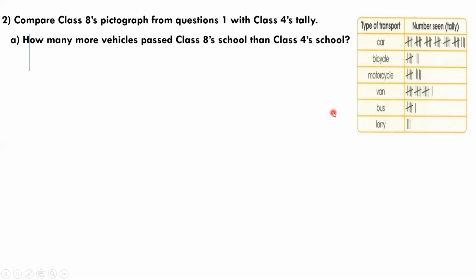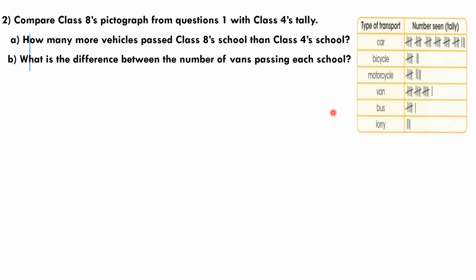A part, how many more vehicles pass class 8 school than class 4 school? B part, what is the difference between the number of vans passing each school? So the very first question is, we need to find how many more vehicles pass class 8 school than class 4 school. So for that, we need to find the difference. So shall we start doing the answer?